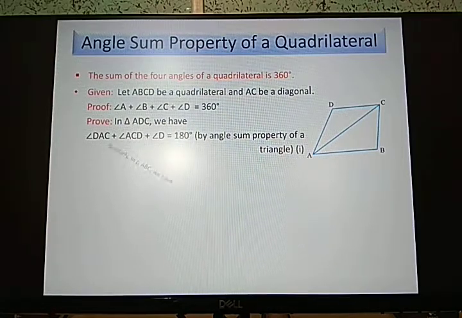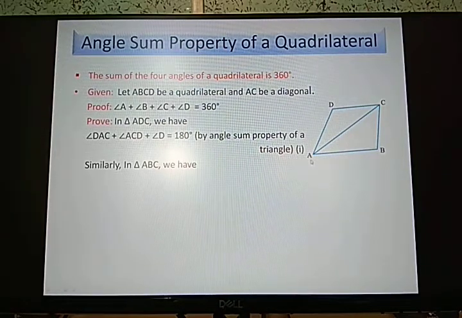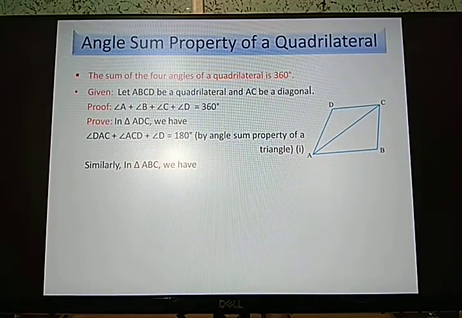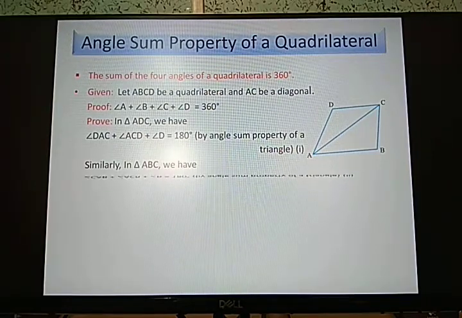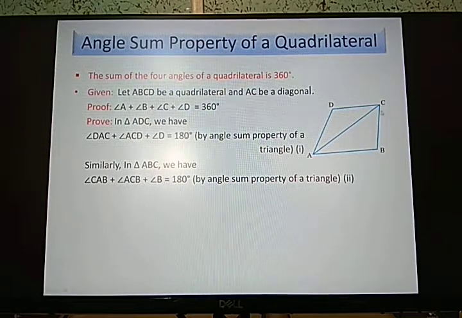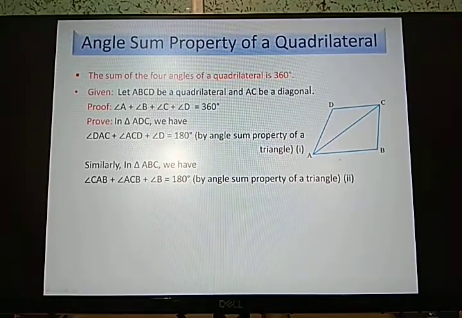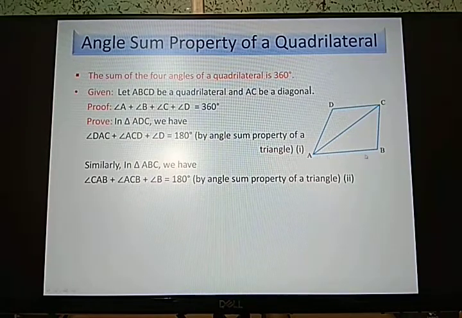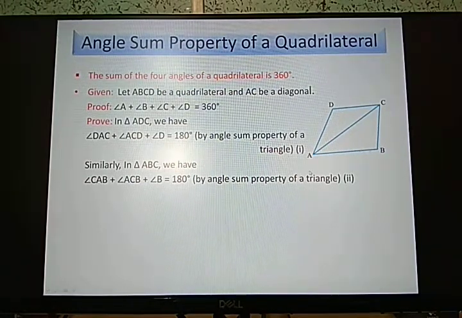Now similarly, in the lower triangle ABC, if we find the sum of all three angles, that will also be equal to 180 degrees. Which are the three angles we get here? Angle CAB, then angle ACB, this angle, and then angle B. Here also, for our convenience, we have taken angle B. We could have written angle ABC or angle CBA, that is also correct. But for convenience, we have written angle B. Clear? So we'll mark it as equation 2.